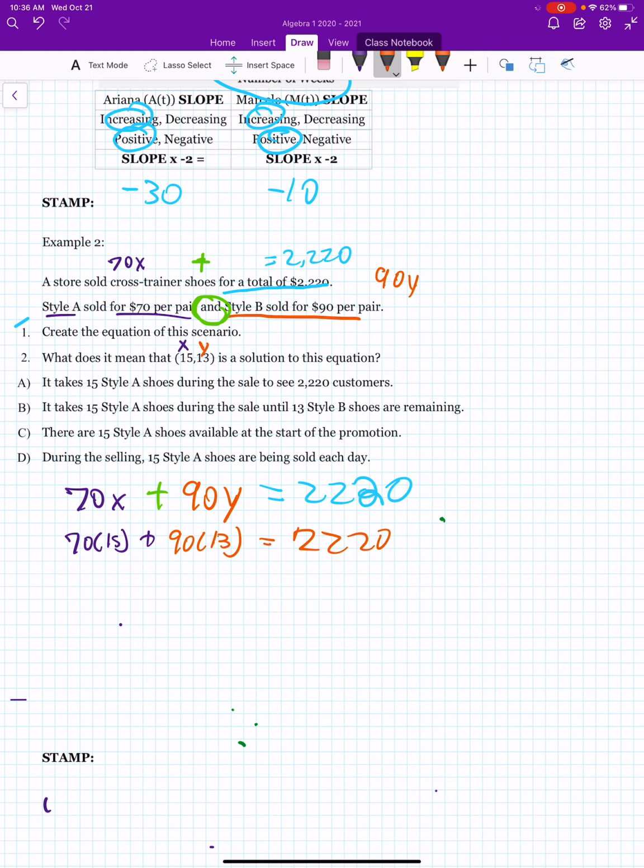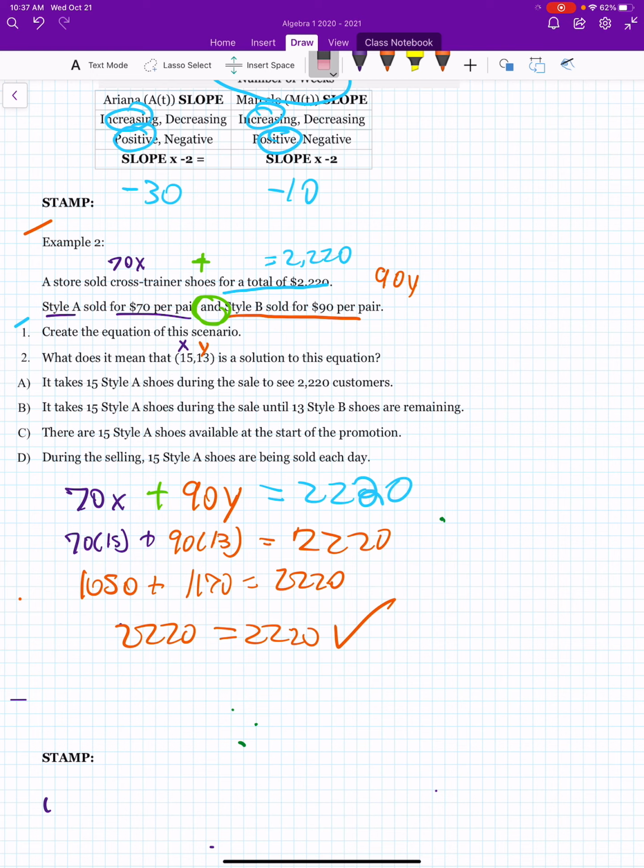Let's see if this works out. 70 times 15, 1,050. 90 times 13, 1,170. If I add these two together, 2,220 equals 2,220. So this is a solution. So yes to a solution. And now, what does it mean?